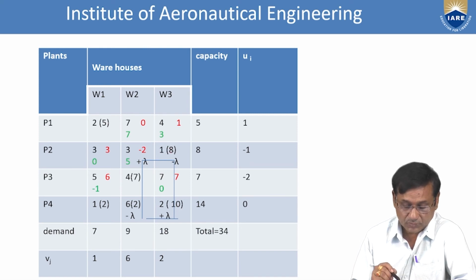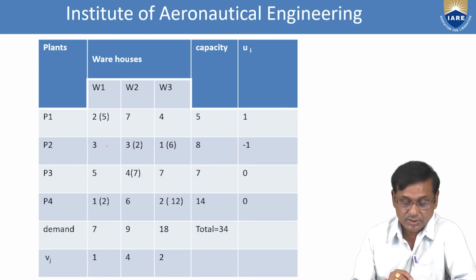So next we have to decide the value of lambda. The maximum number of units we can transfer is only 2, because here 6 is having 2 units, 2 is having 10 units, 1 is having 8 units. In the loop, the maximum possible units to transfer are only 2. So I am transferring 2 units to the element 2.